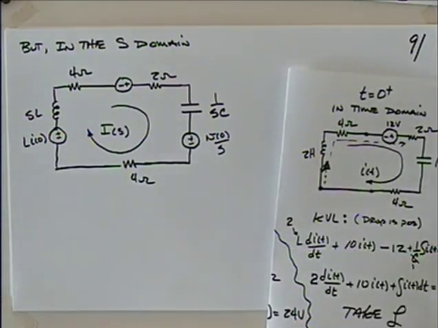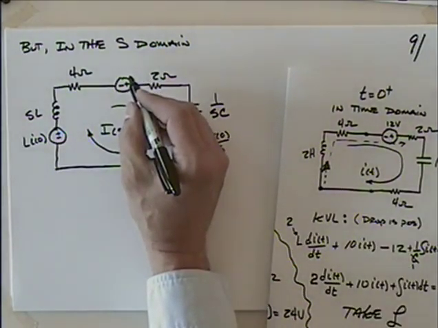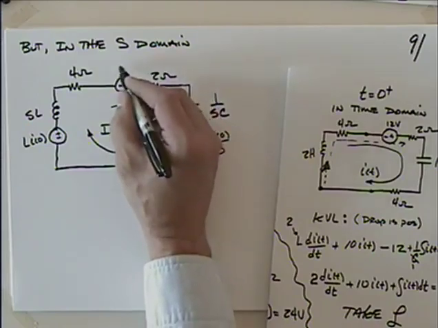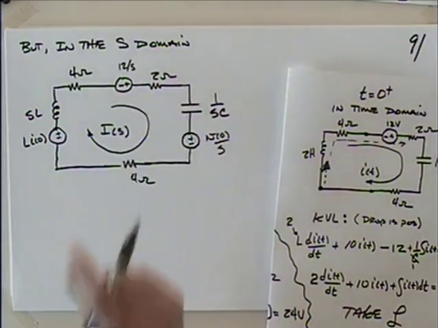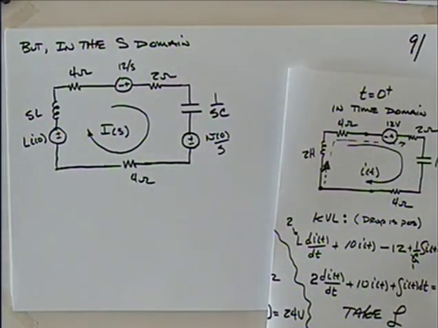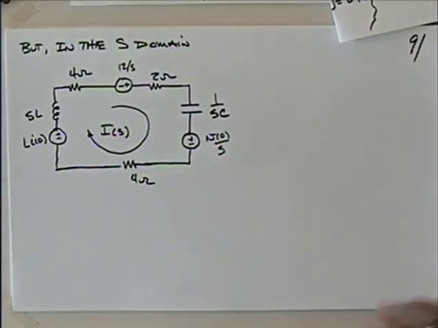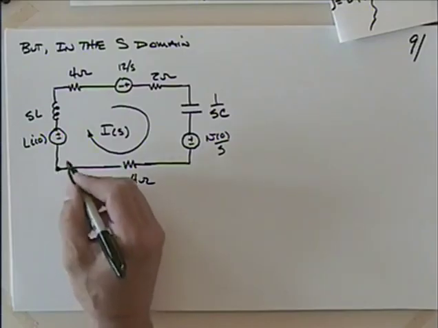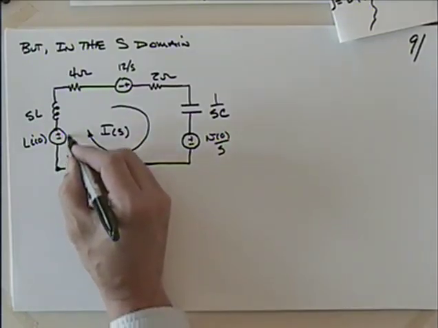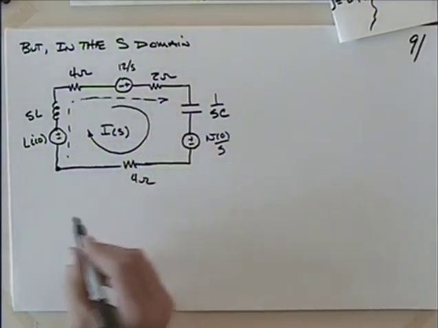Now the last thing is this voltage source. What did that look like? It didn't look like 12 anymore. It was 12 over s, wasn't it? Okay, when I go into the s domain. So again, I will start here and I will do Kirchhoff's voltage law, going around this thing in the clockwise direction.